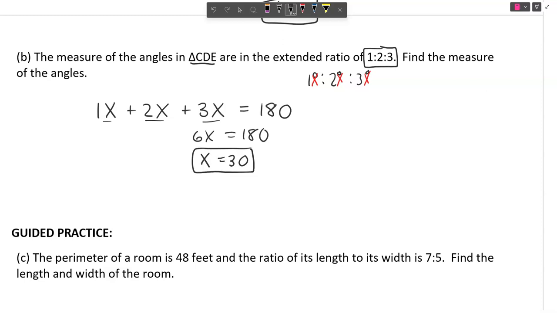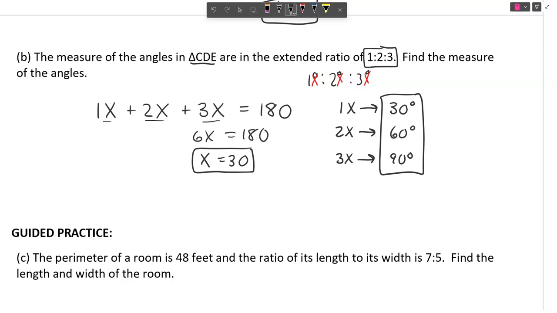30 is merely the multiple that I need to multiply to each element or component of this ratio to come up with my solution. So 1x, for example, is going to be 30 degrees. 2x, since x is equal to 30, is going to give me 60 degrees. And lastly, 3x is going to give me 90 degrees. And look at that. Those three angles are indeed going to add up to 180 degrees.